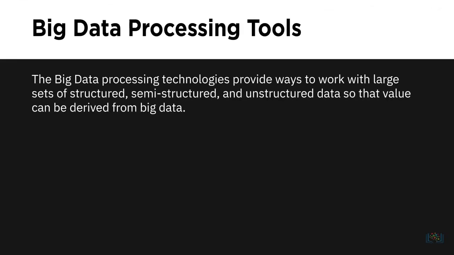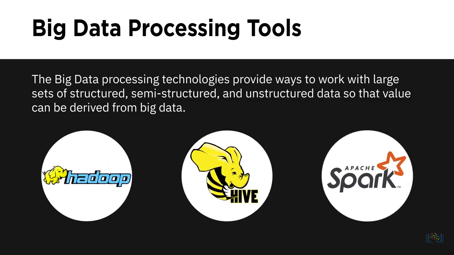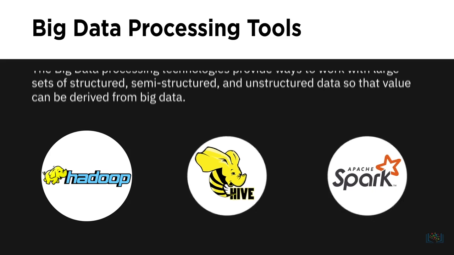The big data processing technologies provide ways to work with large sets of structured, semi-structured, and unstructured data so that the value can be derived from big data. In some of the other videos, we discussed big data technologies such as NoSQL databases and data lakes. In this video, we are going to talk about three open source technologies and the role they play in big data analytics: Apache Hadoop, Apache Hive, and Apache Spark.